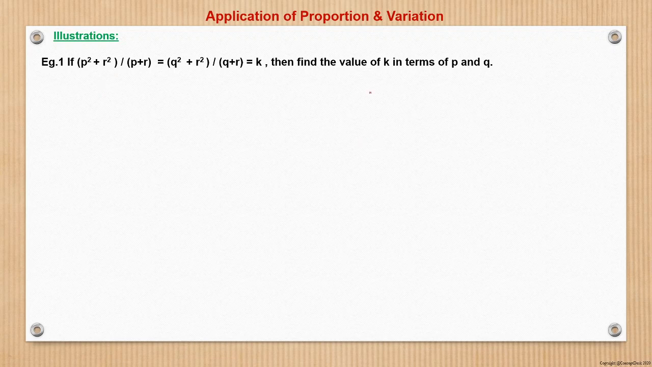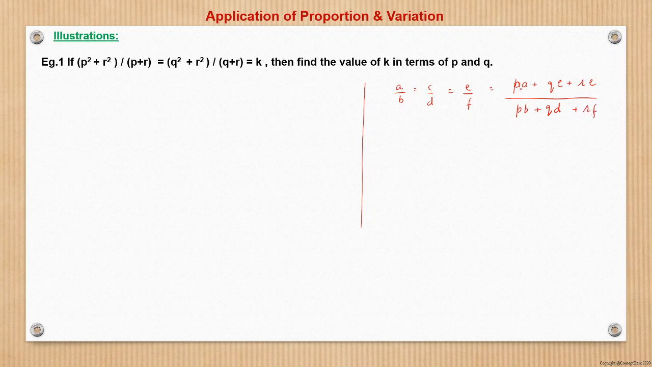Basically, we had seen in our previous session that if there is a proportion of the form a by b is equal to c by d is equal to e by f, then this is equal to, let's say, (p times a plus q times c plus r times e) upon (p times b plus q times d plus r times f), right?